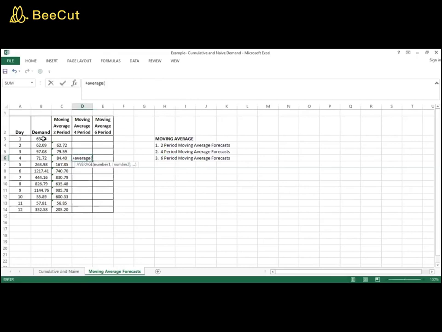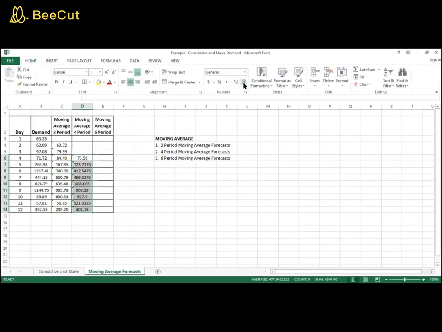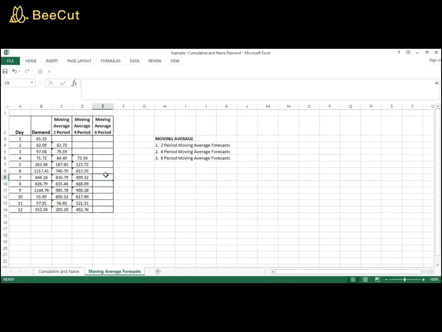And I will go over here and take an average of the first 4 days of demand. And this is what it comes to. So again, the first 3 periods will be left blank, and this 4 period moving average will give me the forecast for day 5. So my 4 period moving average forecast for day 5 is 73.56. I can click and drag this, and these are the forecasts for the remaining periods of time. Again, I just want 2 decimal points, so I have made that adjustment.